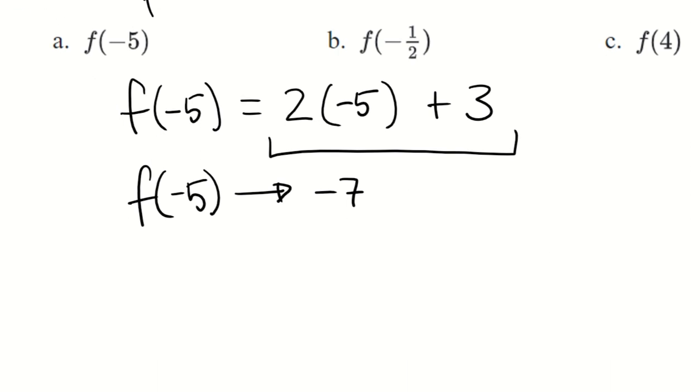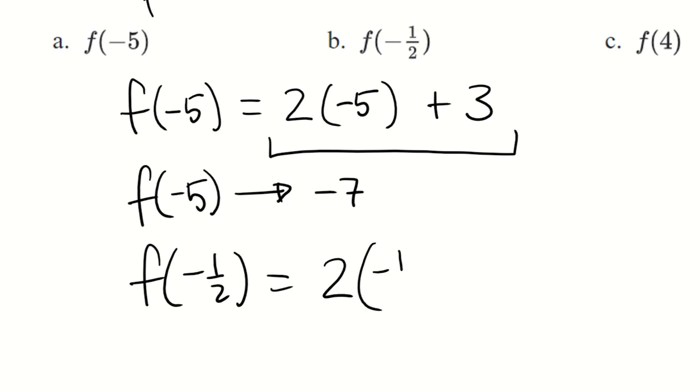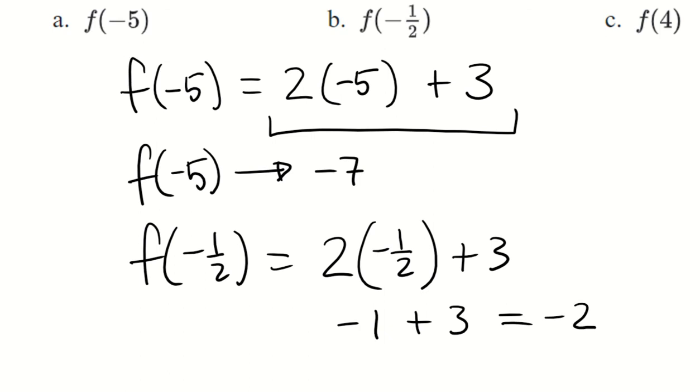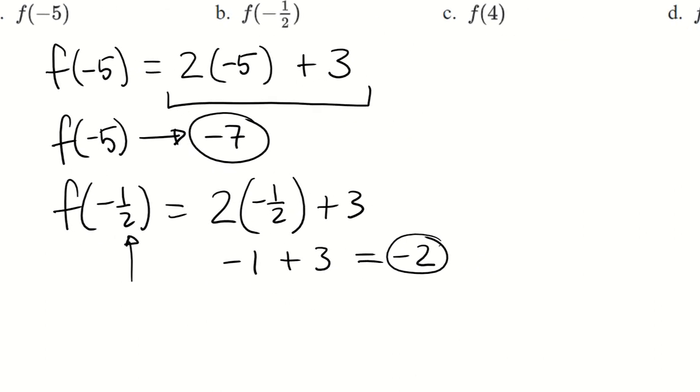Let's do the same thing for the next input, f of -1/2. So again, that becomes 2 times the -1/2, 2 times the input, and then plus 3 more. If I double -1/2, that's just going to become the number -1. Plus 3 more is going to equal +2. So again, the idea is that when -1/2 is my input, 2 becomes the output. Just like when -5 was the input, -7 became the output.